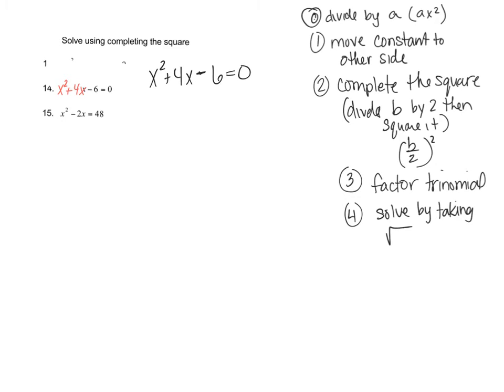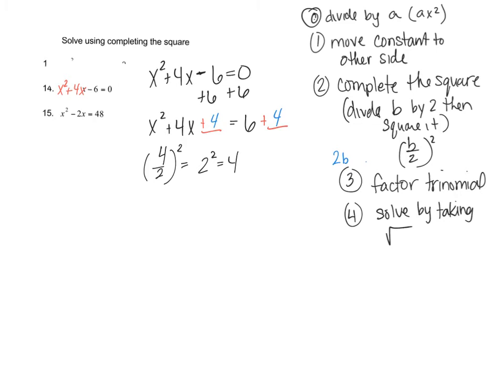So my first step, step 0, is if there's a coefficient on the x squared, to divide by that. I don't have one, so I can move on to step 1, and I'm going to move the 6 to the other side. So I get x squared plus 4x, plus blank, equals 6 plus blank. And now we complete the square by dividing the b term. B is 4 here, divided by 2, and square it. 2 squared equals 4, and we're going to add that to both sides. Oh, I left that off. Really, step 2 should say add that to both sides. Let's put that in our steps there.